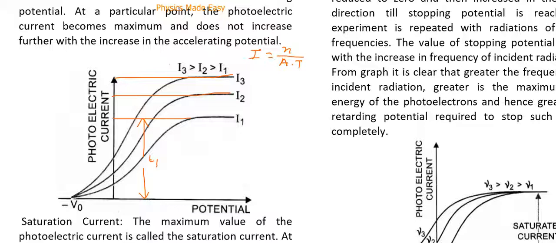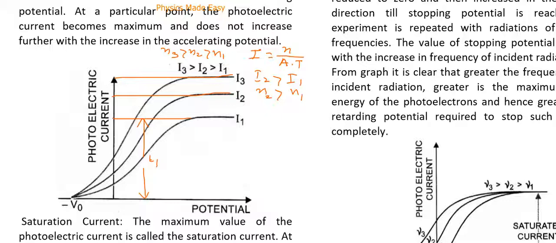Now as we are taking unit area and unit time, it means if I2 is greater than I1, then the number of photons falling in case of higher intensity is higher than the number of photons falling in case of lower intensity. Now here I have given this order. This clearly represents that N3, the number of photons falling in case of intensity I3, is larger than the number of photons falling in case of intensity I2, which is further larger than N1.